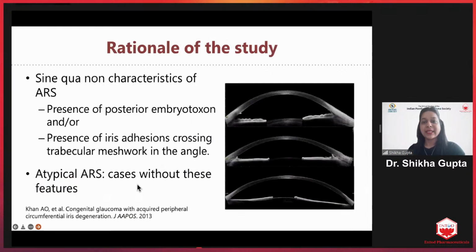Further, we all know that the sine qua non characteristics of ARS include a posterior embryotoxon with or without the presence of iris adhesions much higher up, above the level of the trabecular meshwork, even up to the Schwalbe line or even further above. But we have been seeing some atypical ARS cases which have some iris characteristics of ARS, but without either of these two characteristic features of ARS, which has also been described by Professor Khan here.